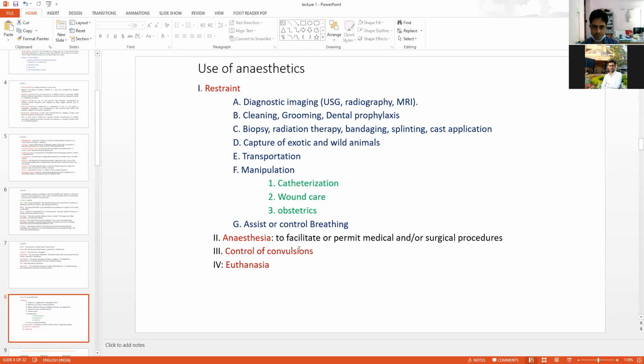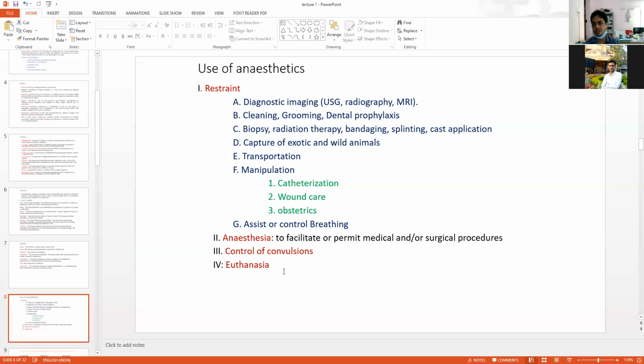Then anesthesia for many surgical procedures. Control of convulsions also needs anesthesia, like phenothiazine derivatives. Diazepam. Diazepam is the drug of choice for status epilepticus, just to control epilepsy. Even phenobarbital. Phenobarbital is used for the control of these convulsions.